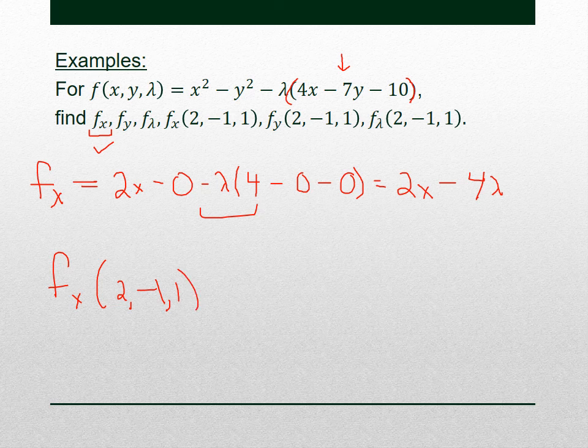All right, so we found the partial derivative with respect to x. Let's go ahead and plug in that point: 2, negative 1, 1. So I'm going to plug in x equals 2, y equals negative 1, and lambda equals 1. When I do that, I get 2 times x equals 2 minus 4 times lambda equals 1. So that's 4 minus 4 is 0. So there it is. There's that guy.